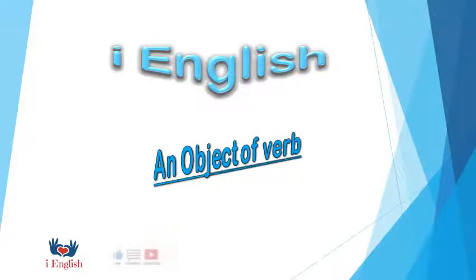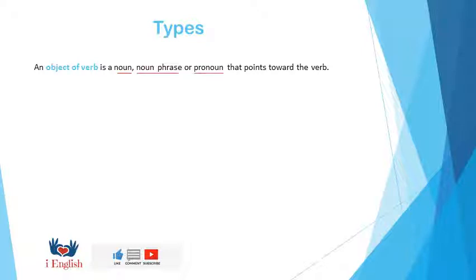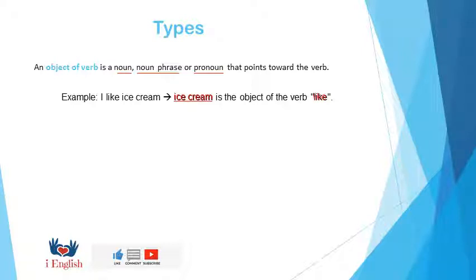In this video, I'm teaching the object of a verb. An object of a verb is a noun, noun phrase, or pronoun that points toward the verb. Here is an example. I like ice cream. Ice cream is the object of the verb like.